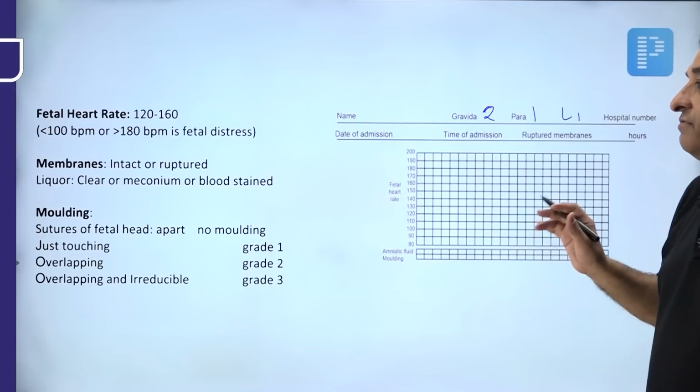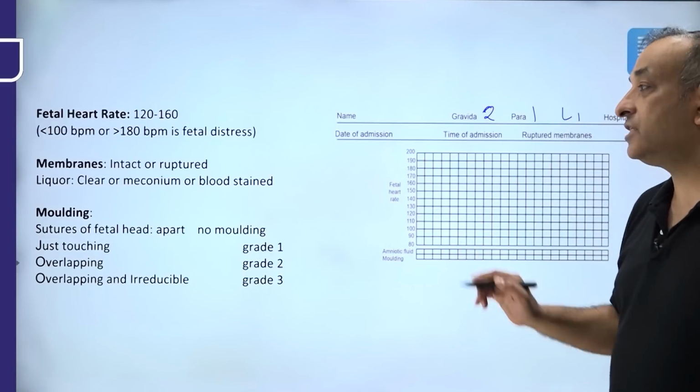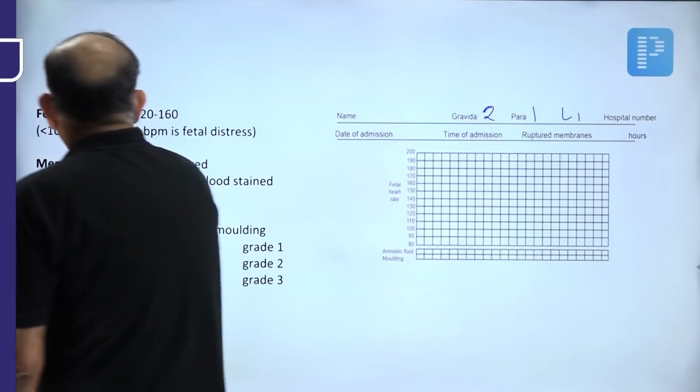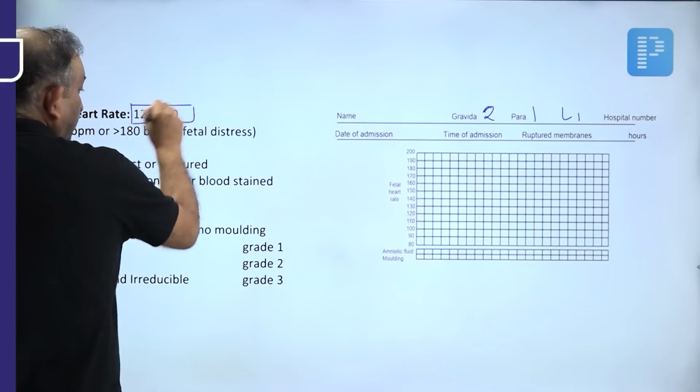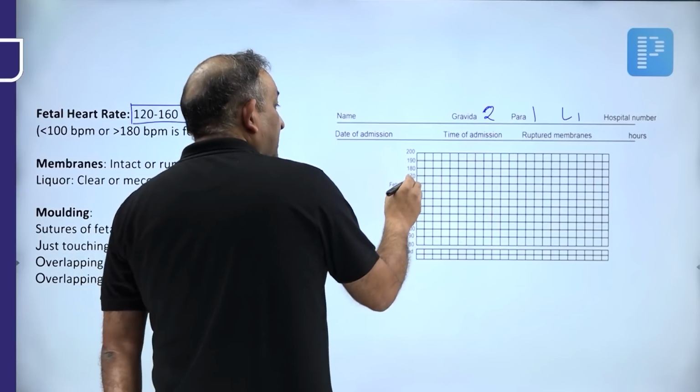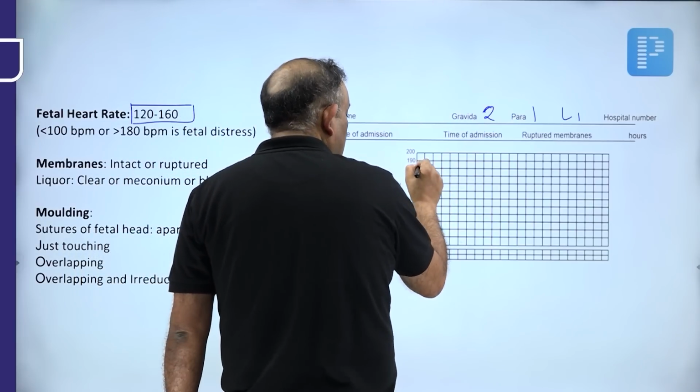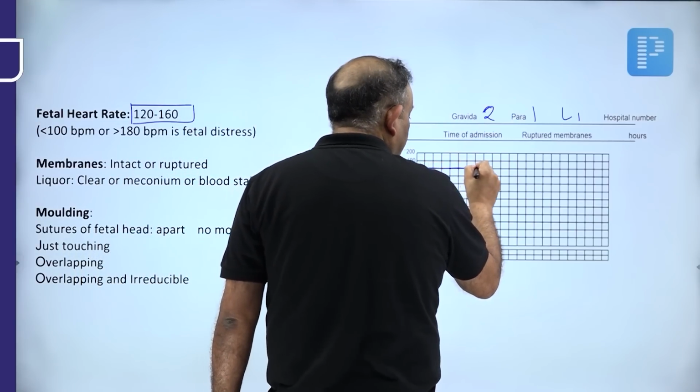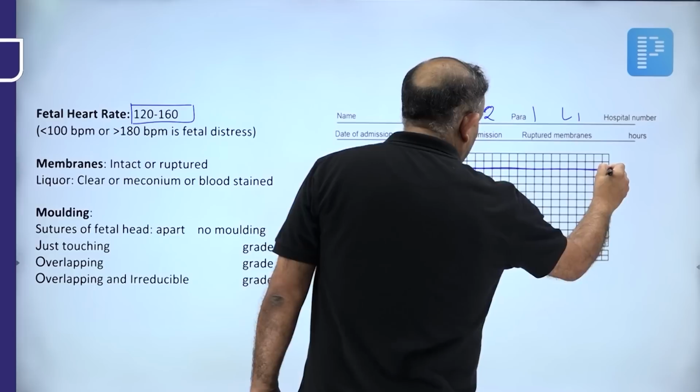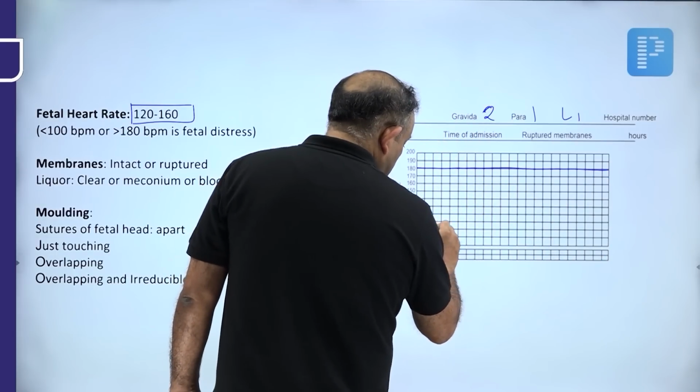Now, when you see the fetal heart rate, normally it is 120 to 160. The classical WHO partogram has darkened these lines. I have not done this here, just to show you, they have darkened these lines: this one at 180 and this one at 100.